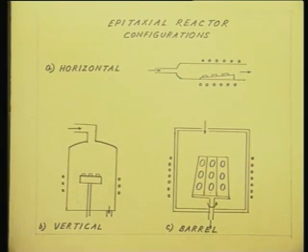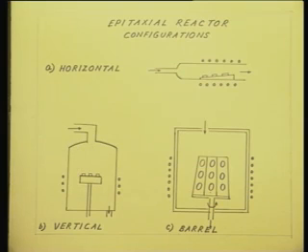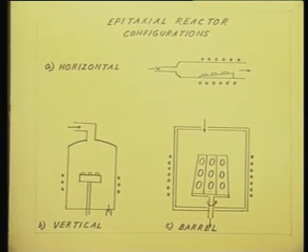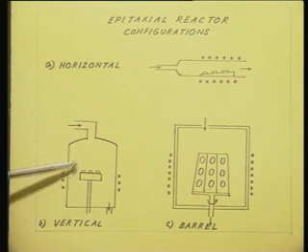This is a vertical reactor, figure number B, where the gas flow is in a direction normal to the surface of the sample. It is perpendicular to the direction of the sample. Here the boundary layer problem is less acute, but you have the problem of design complexity. The reactor design is more complex compared to the simple horizontal reactor. And also in a vertical reactor, you cannot place too many samples at a time.